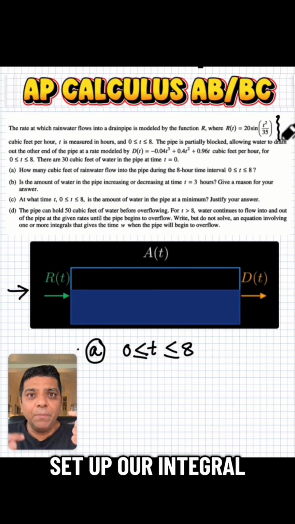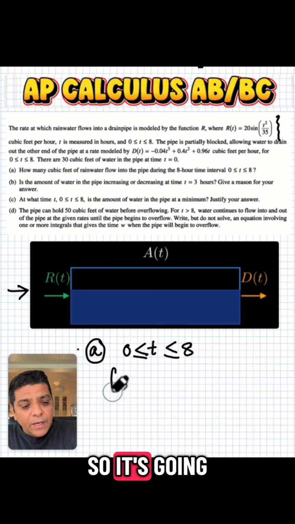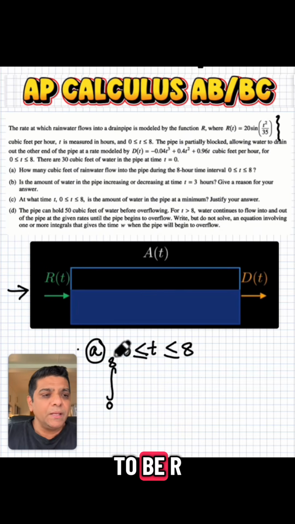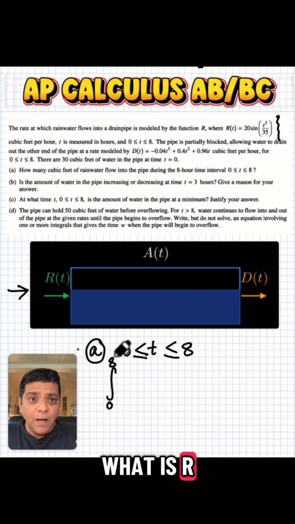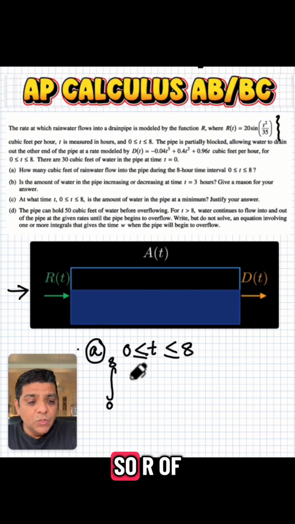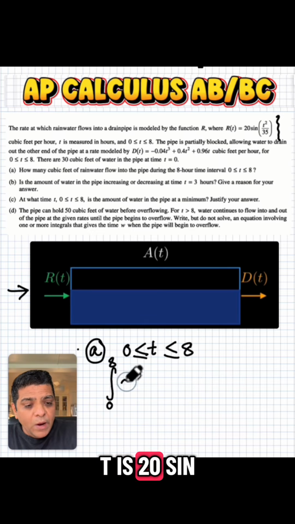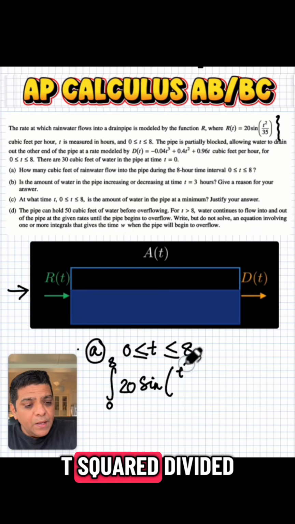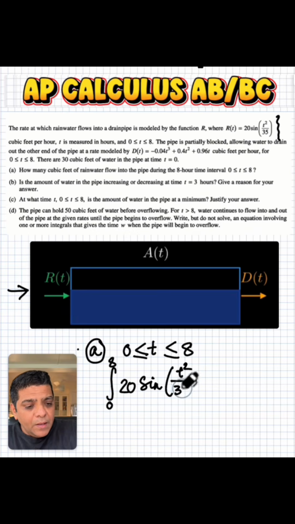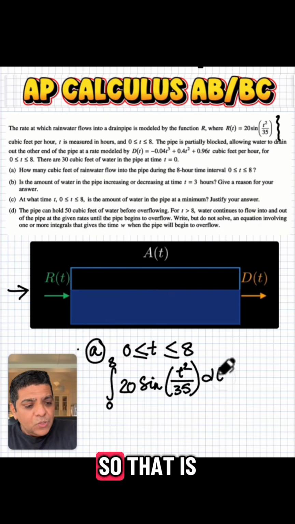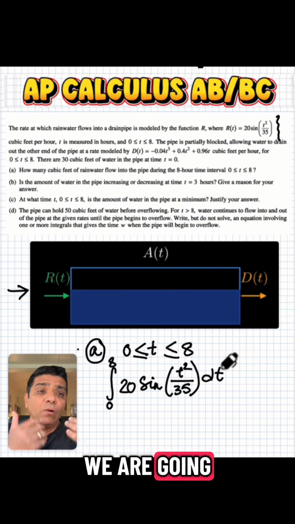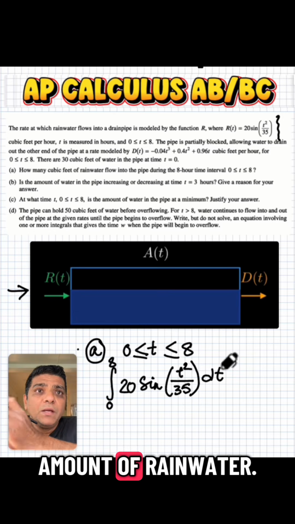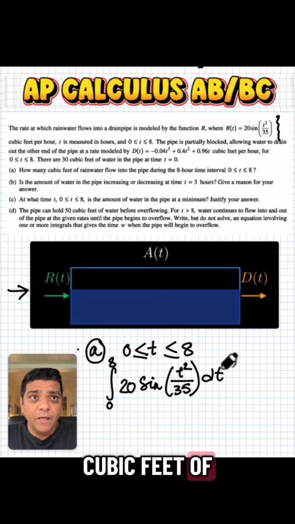So let us go ahead and set up our integral. The lower bound is going to be 0, and the upper bound is going to be 8, and it's going to be R of t dt. So what is R of t? Let me write that here. R of t is 20 sine of t squared divided by 35, dt. That is our function that we are going to integrate between 0 and 8. That means we accumulate the total amount of rainwater. That's how many cubic feet of rainwater that's coming in.